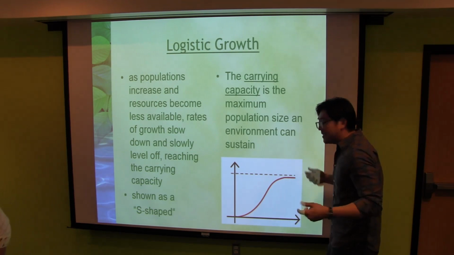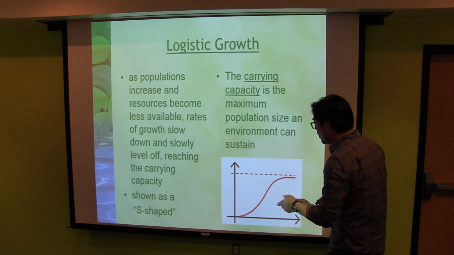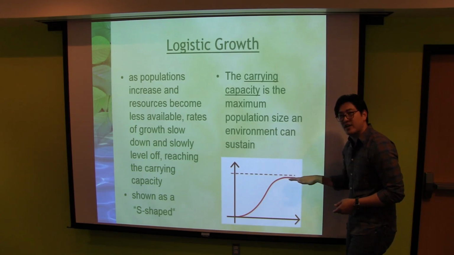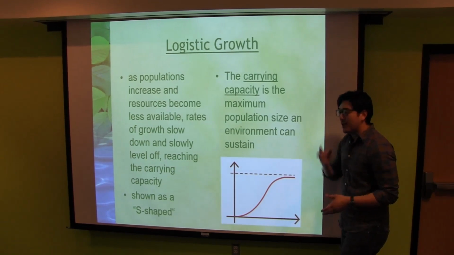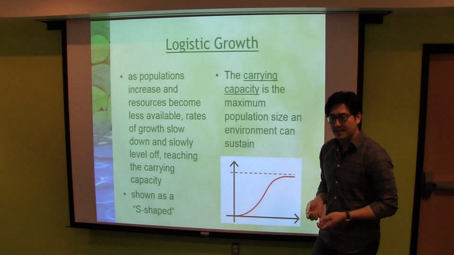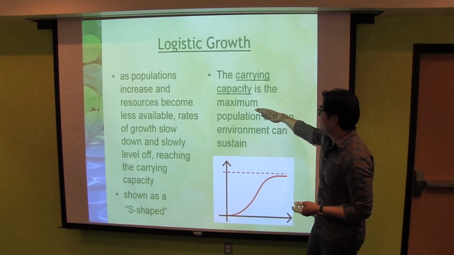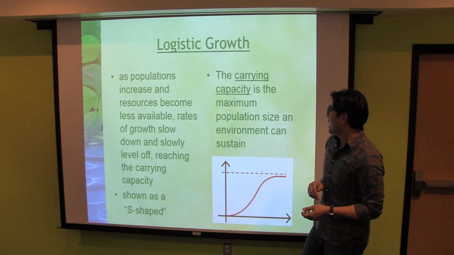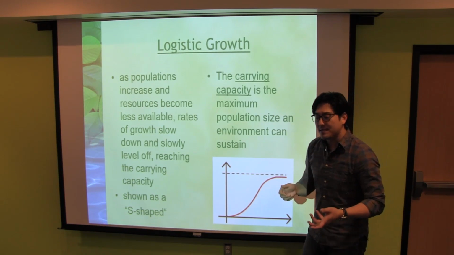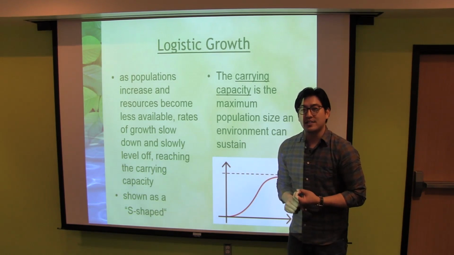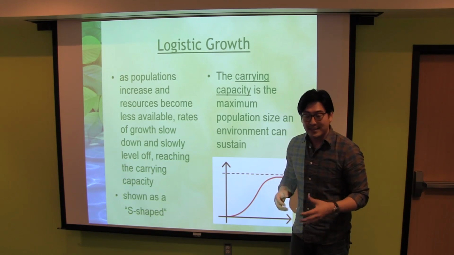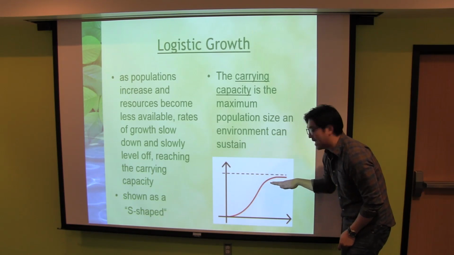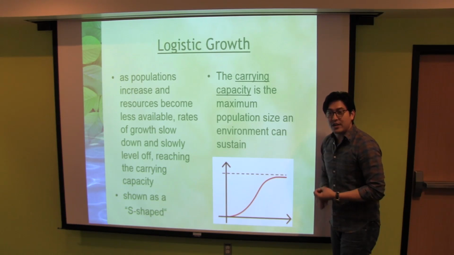So why does it exactly do this? Well, the reason why is this line that's dotted across. It's specifically a carrying capacity, right? So when populations have a carrying capacity, it is basically a maximum population size an environment can sustain. That means that, look, resources are not unlimited, right? They are limited. So this is what basically happens when you run out of food or something like that.